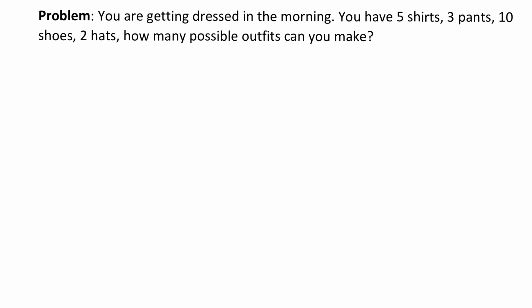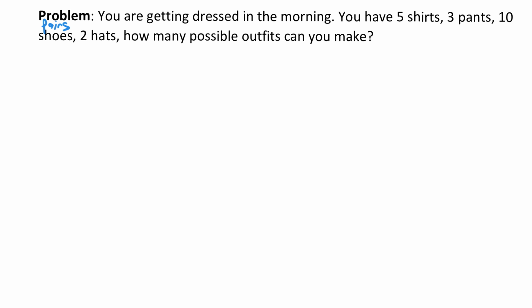Okay, so hopefully you gave it a try. You're getting dressed in the morning and you have 5 shirts, 3 pants, 10 shoes, and 2 hats. How many outfits are possible? Now, I guess maybe I should have been a little clearer here. Is it 10 shoes or 10 pairs of shoes? Let's say it's 10 pairs of shoes.